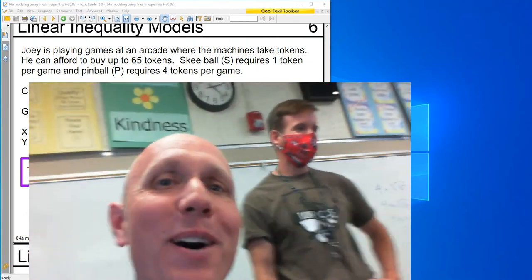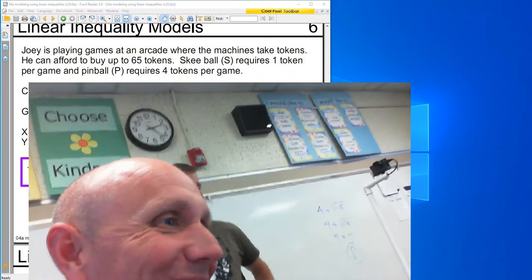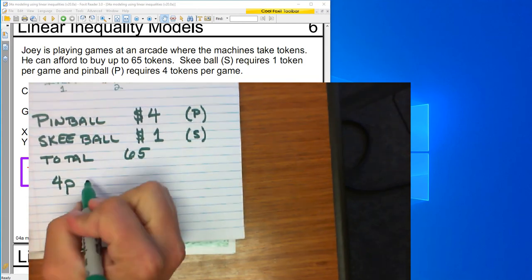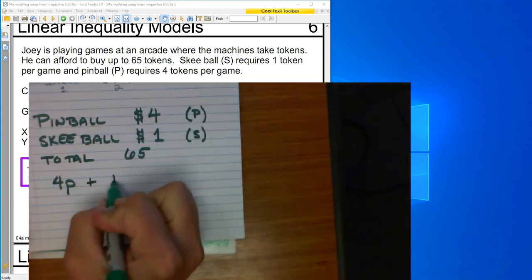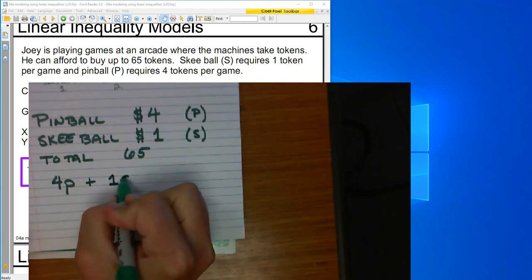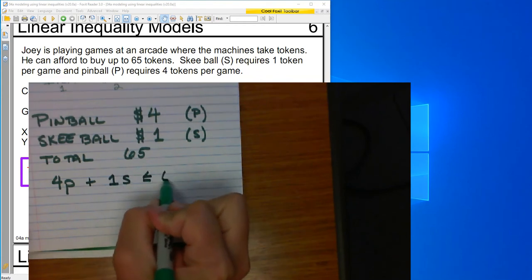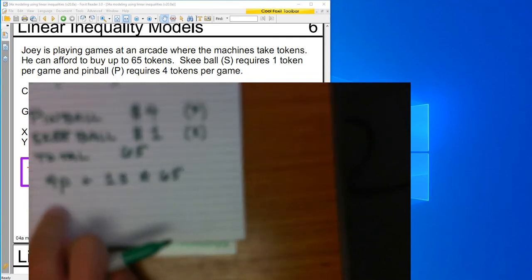All right, I'm going to pause it and I'll come back to you in a second. And I am back. All right, so $4 times the number of pinball games I play plus $1 times the number of skee-ball games I play has to be less than or equal to $65 or tokens, however you're going to think about it.